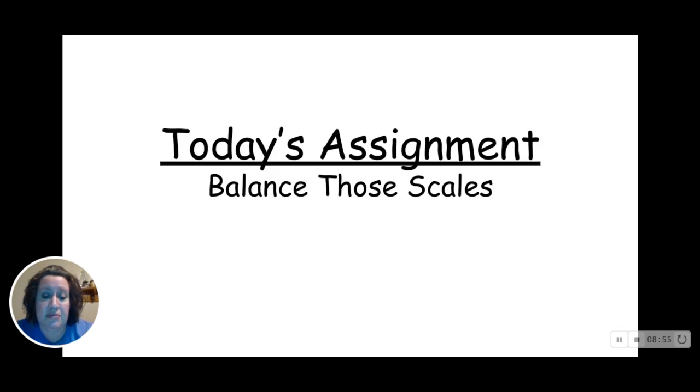Today's assignment, you're going to balance your own scales just like we've been doing here. There's going to be a missing number on one side of the scales, and you've got to figure out what's missing, just like what we were doing together.